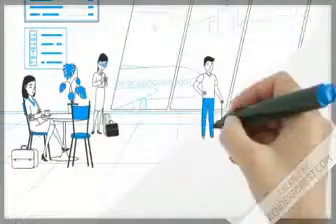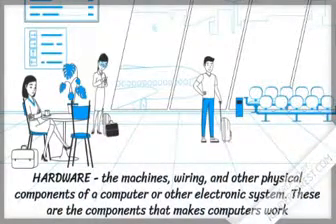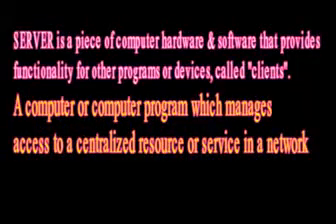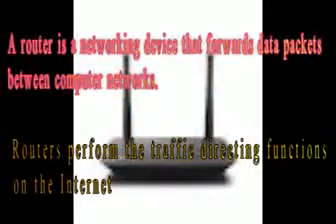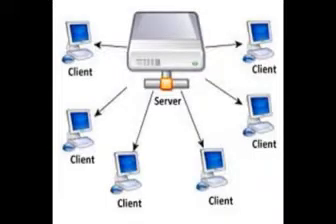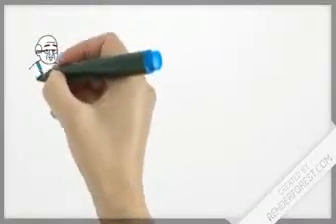Our second most important item is the hardware. What is hardware? The hardware is the physical components of your device: the casing, the body, the cables, etc. In the internet environment, we also have a server, that is the computer that stores information that you want to access. We have the router, which is a networking device that forwards data packets between computers, that is, it serves as a traffic controller. We have the network switch, which is a hardware that connects devices on a computer network by using a packet transfer system.